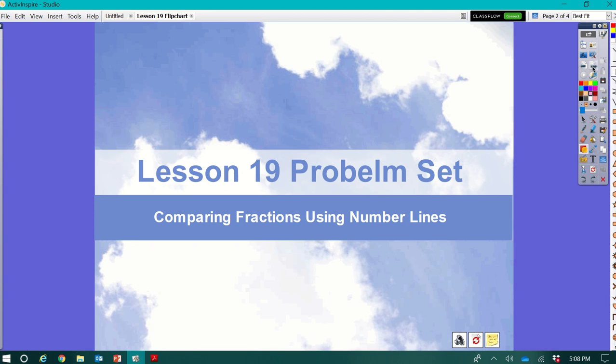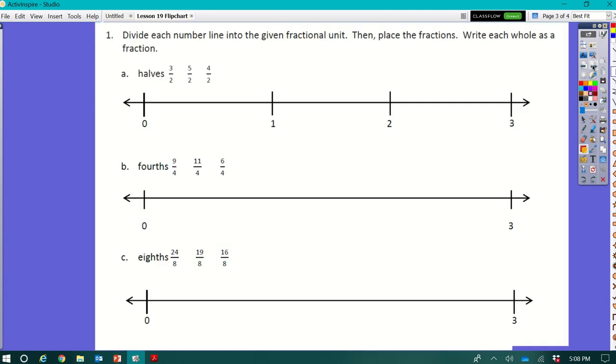All right, so we're going to go to the first page. And on your problem set, make sure you're on problem set and not homework. Up at the top right-hand corner, it'll say lesson 19 problem set. And here's number 1. So number 1 says, divide each number line into the given fractional unit. Then place the fractions. Write each whole as a fraction.